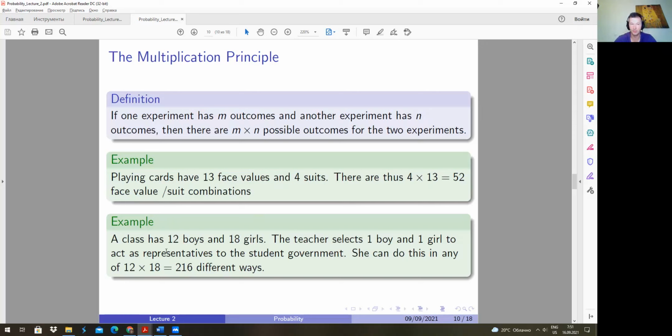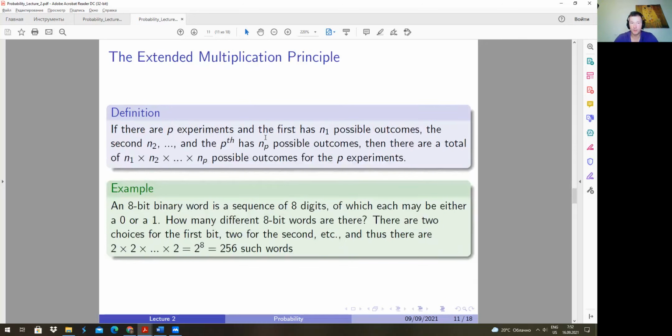And we defined this multiplication principle, which is the basis for calculation of this number of sample points. The multiplication principle says that if you have m outcomes in one particular experiment and then n outcomes in the other particular experiment, then you just multiply these two numbers in order to find out how many possible outcomes there are in two experiments. If you have more than two experiments, then you apply this extended multiplication principle and you proceed in the same way.